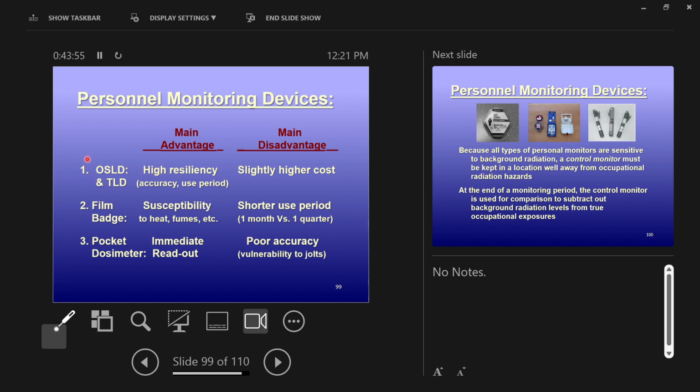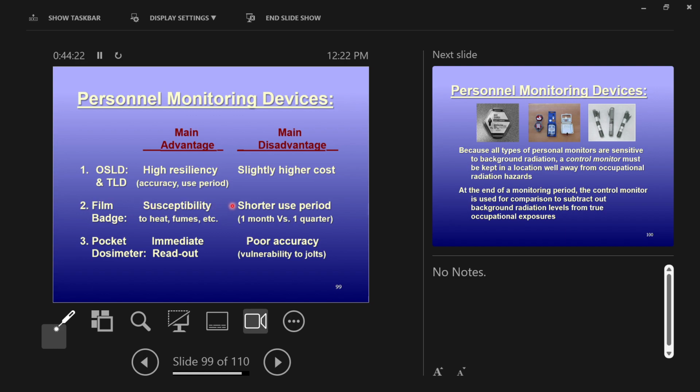Okay, anyways, personnel monitoring devices. OSL, optically stimulated luminescence detectors, or thermoluminescence detectors, have the same basic idea behind them. They're highly resilient, very accurate, have long use periods, with a slightly higher cost as the disadvantage. Film badges are highly susceptible to things like heat and fumes and moisture.